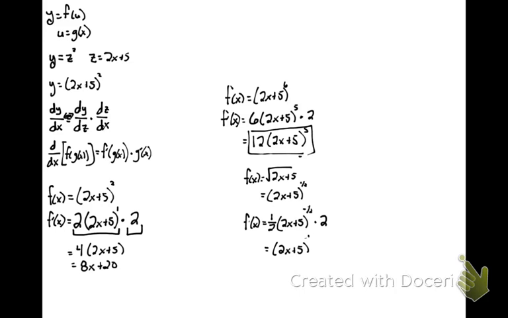And when we clean this up, we find that the derivative is equal to (2x + 5) to the negative 1/2 power, or 1 over the square root of 2x + 5. Let's look at a few more examples.